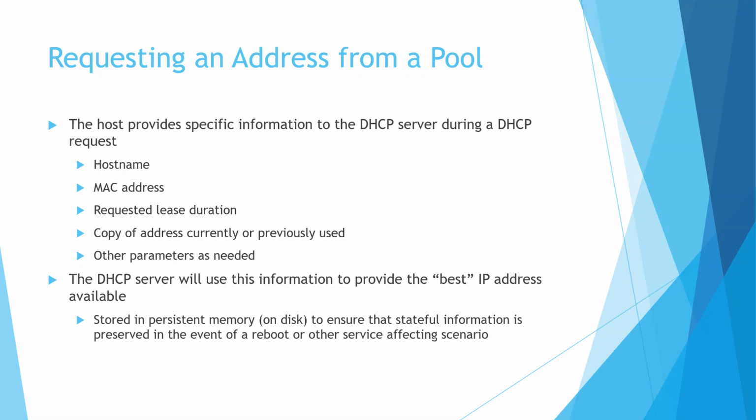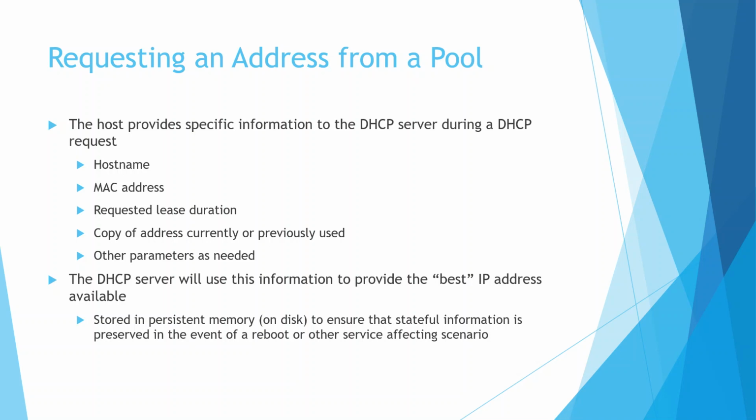If we have an IP address that's currently being used or was previously used on the network, we also might include that to see if it's still available. Obviously, that's advantageous from both a client and a server perspective, because the server doesn't have to have potentially conflicting DHCP leases for the same MAC address, and we are also trying to keep consistency where possible on the host. If there are other parameters that are needed, we will send those during the DHCP request process. But ultimately, the four options above are going to be the most common.